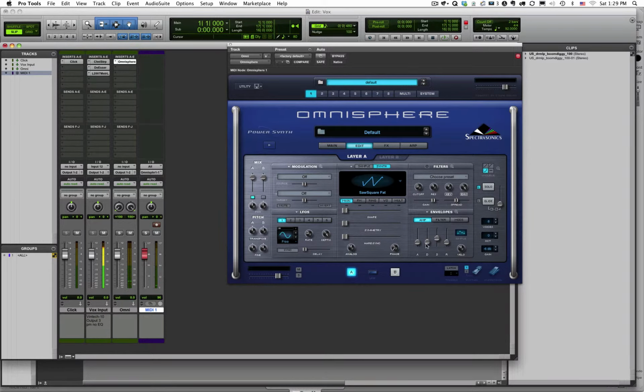You can make that even more dramatic by bringing the sustain level down further. Attack, decay, sustain, release. Bring it down even more. Attack, decay, sustain, release. Now what happens if we bring sustain all the way to 0?